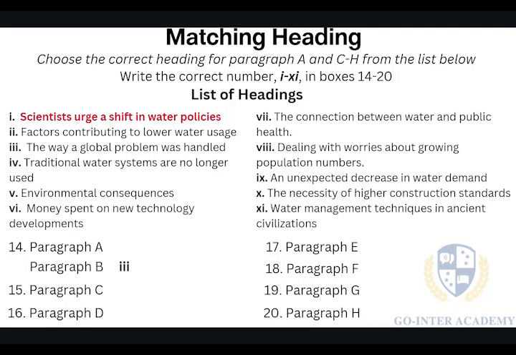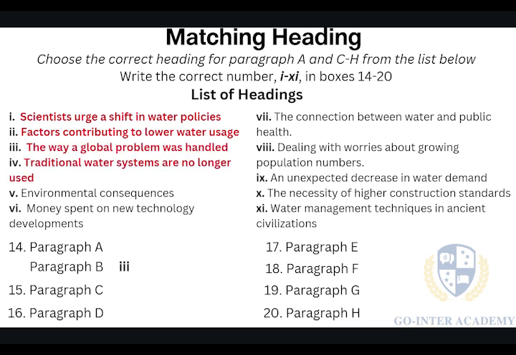Heading 1. Scientists urge a shift in water policies. So, in this paragraph, there's no mention of any scientists or policies, so we can cross this out. Heading 2. Factors contributing to lower water usage. Again, this paragraph talks about increasing access to water, not reducing the usage, so we can cross it out as well. Heading 4. Traditional water systems are no longer used. Paragraph A talks about how Roman systems work, but not that they're outdated or abandoned. So again, we cross it out as well.